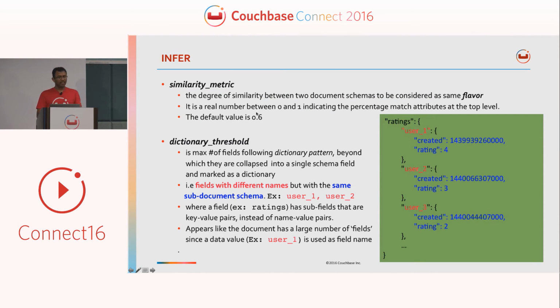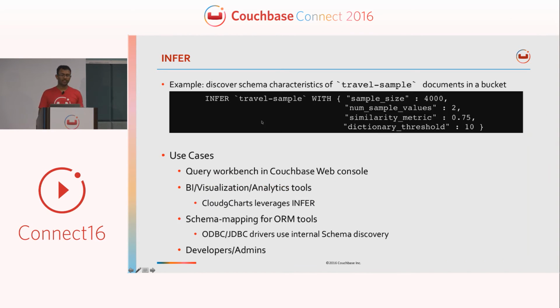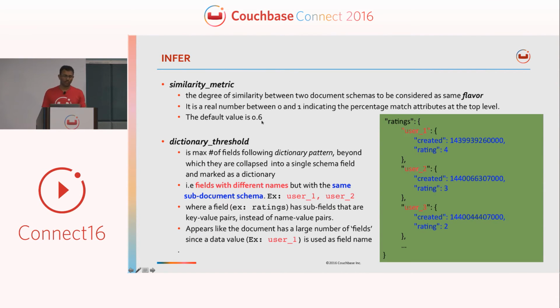And then the similarity metric, that sort of defines a flavor for these documents. If you have 80% of all the fields between 2 documents matching exactly the same, but maybe 20-25% different, then you may want to consider them as the same flavor. So that percentage you can set. By default, it is like 60%, but you can change the percentage.